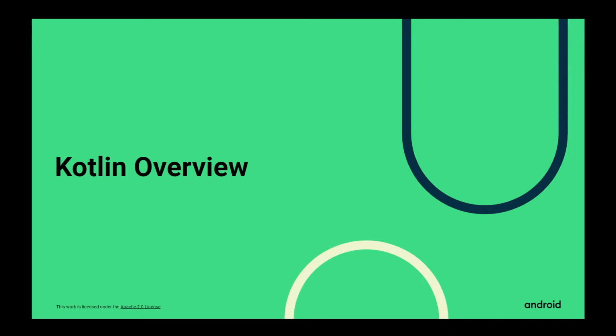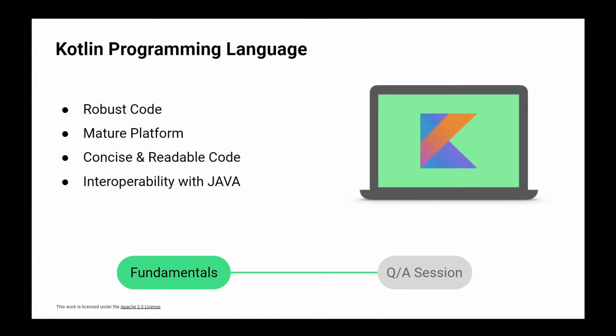Okay, so moving on, Kotlin overview. The Kotlin programming language has a very robust code platform. Robust code means it is very short compared to other languages. So if you write like 5 lines of code in other languages, it can be shortened in Kotlin to just 1 line. It has a very mature platform of developers. Many devices are supporting it, and Android is also officially supporting it for their apps. Its code is very concise and readable, so it's very easy to get started.